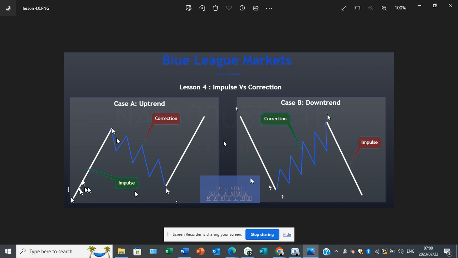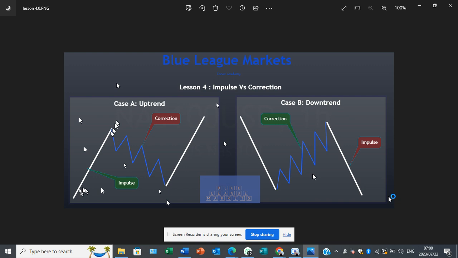An impulse is the correct definition of where the market is going. For example, if the market is going in an uptrend, you will see a lot of engulfing candles in your uptrend. But if the market is moving in your downtrend, you'll see a lot of engulfing candles in your downtrend. So that's how the market moves.